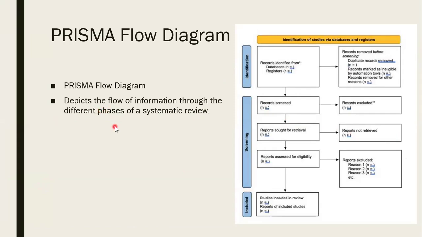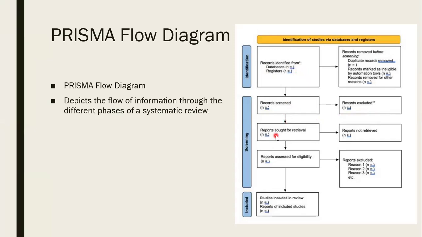It depicts the flow of information through different phases of a systematic review. First of all is the identification process. You need to screen the duplicates. Then you need to screen the articles based on the title and abstract and mention the excluded articles. You also need to mention the reason for the exclusion in a separate file.